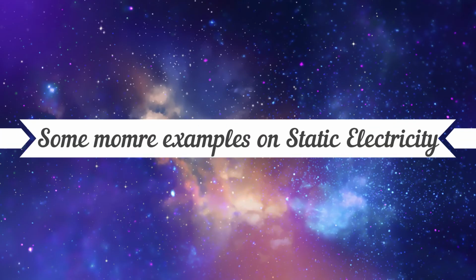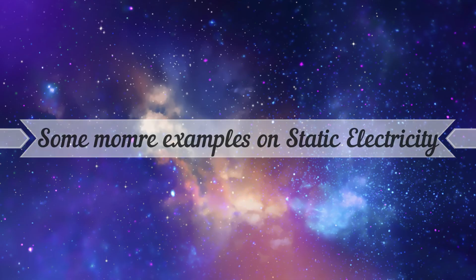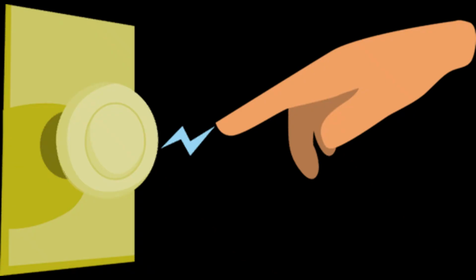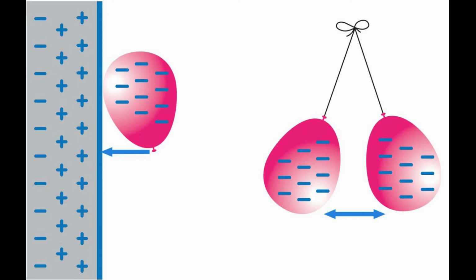Some more examples on static electricity. If you rub your shoe on the carpet, your body collects extra electrons that are waiting to be released. So, when you touch any person or the doorknob, you get a shock. When you rub a balloon against your clothes and it sticks to the wall, you are adding a surplus of electrons to the surface of the balloon.